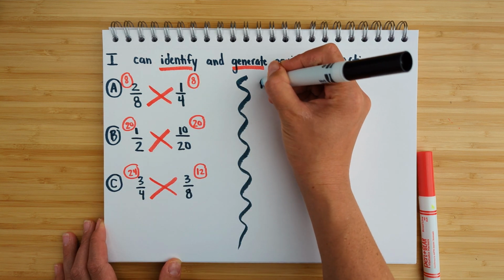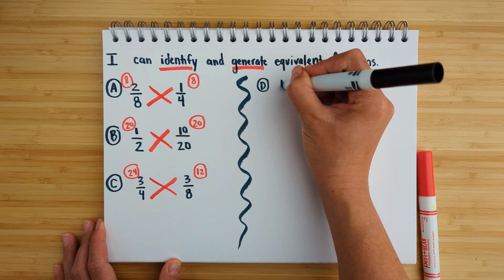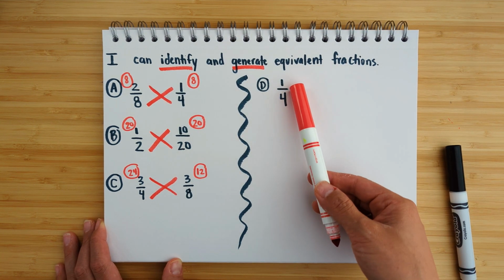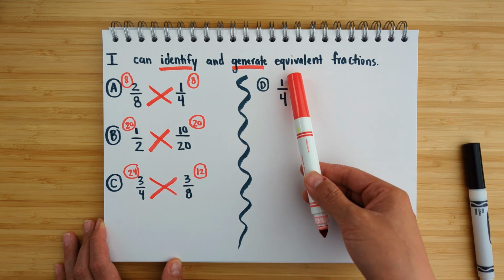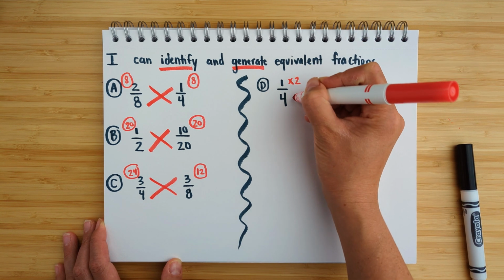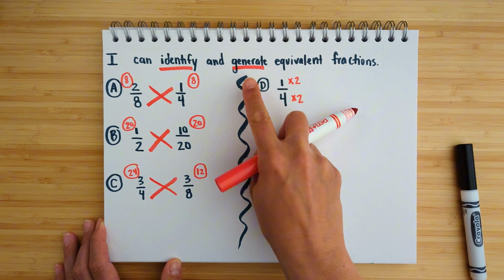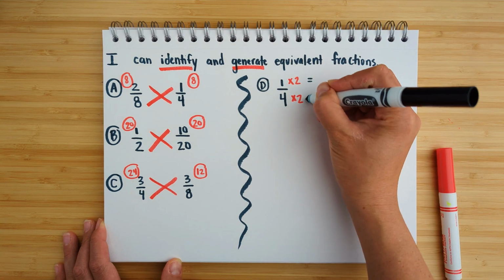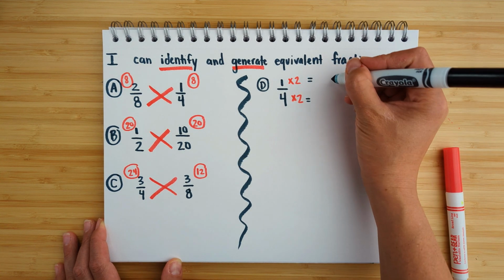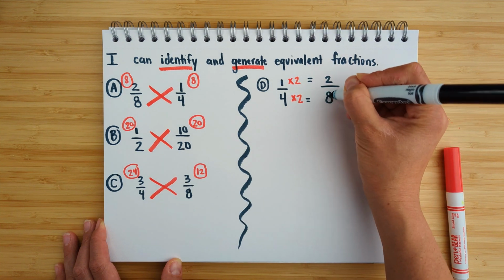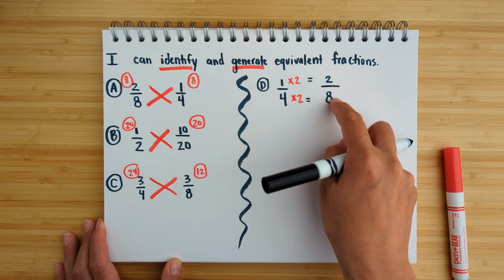So let's look at some of these fractions. This is example D. You take any fraction, let's just do 1/4. If you multiply the numerator and the denominator, the top and the bottom, by the same number, you can choose any number you want, you will generate an equivalent fraction. So 1 times 2 is 2. And then 4 times 2 is 8. 1/4 is equal to 2/8.